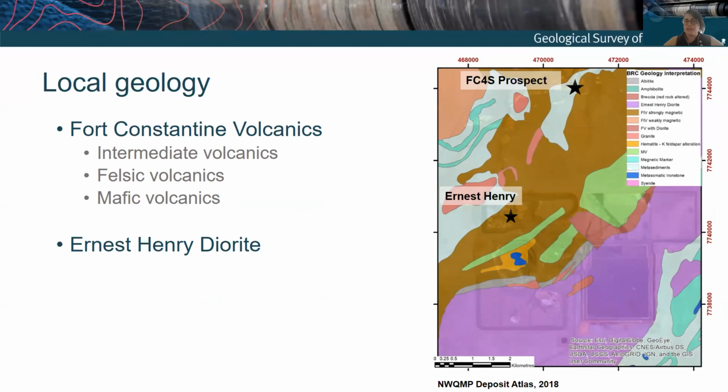the Fort Constantine volcanics. Within this, it's mostly felsic to intermediate volcanics, which is in the brown. As you go up towards the northwest, in the green, you go into more mafic rocks. And then you also have the Ernest Henry diorite, which is in the pink on the image. So it was really important for us to understand exactly how the lithological variations were within the different holes and then also between the holes.